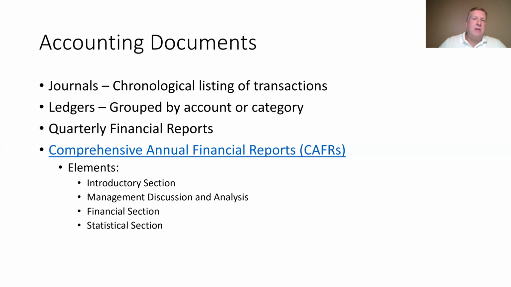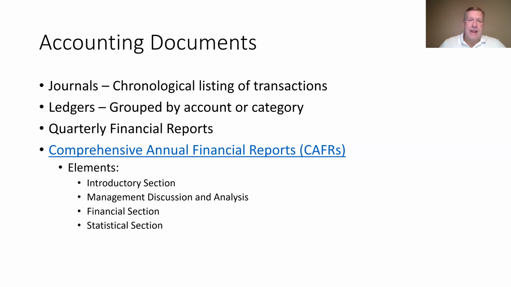The journal is a chronological listing of all the transactions that your government has engaged in. A ledger is a listing of those same transactions, but grouped by account or category. So you should never have an expenditure that does not appear in both the journal and the ledger. Expenditures should always appear in both the journal and the ledger. Why? So that you can cross-reference and make sure that you're spending the money on the purposes that you're supposed to spend that money. And that's a principle known as double entry accounting. Everything gets entered in both a journal as well as a ledger.